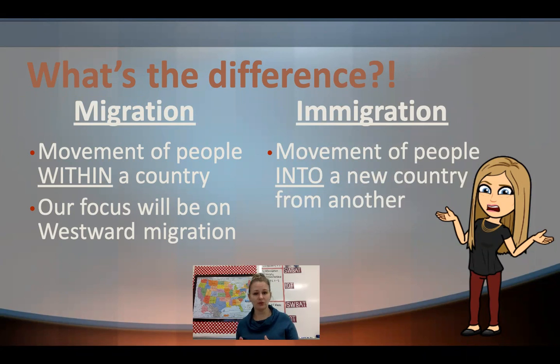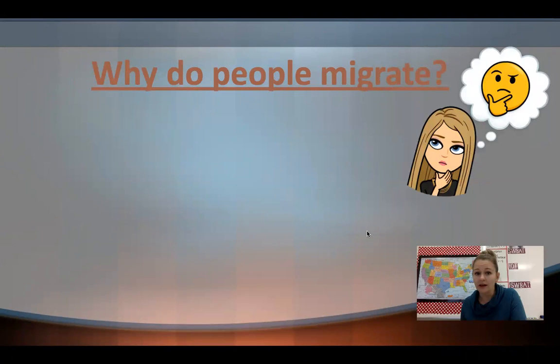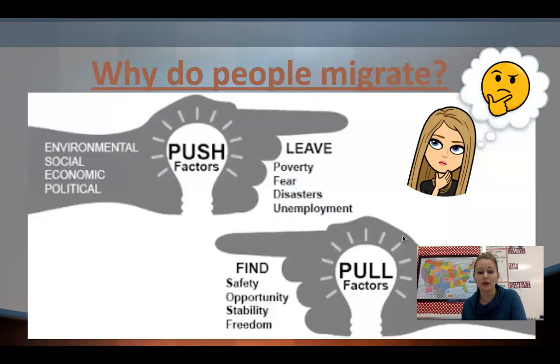But today our focus is really on why people that were living in North Carolina decided to move out west. That is what we're talking about. So let's get into that. Why exactly did people go out and migrate and change where they were living?